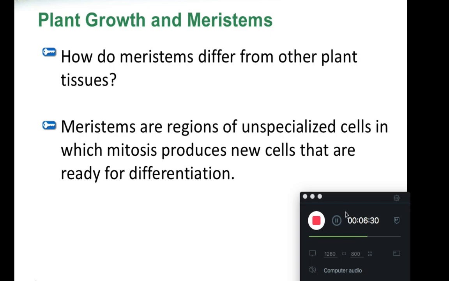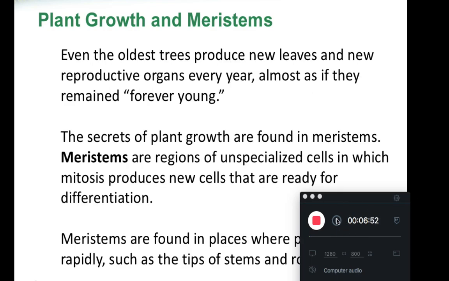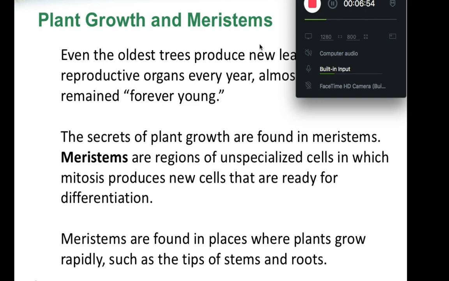So now we're going to talk about plant growth and meristems. Meristems are regions of unspecialized cells in which mitosis produces new cells that are ready for differentiation. So all this is going to tell you is that this is where cell division is going to happen, where each cell is going to have a specialized job. So what exactly is a meristem?